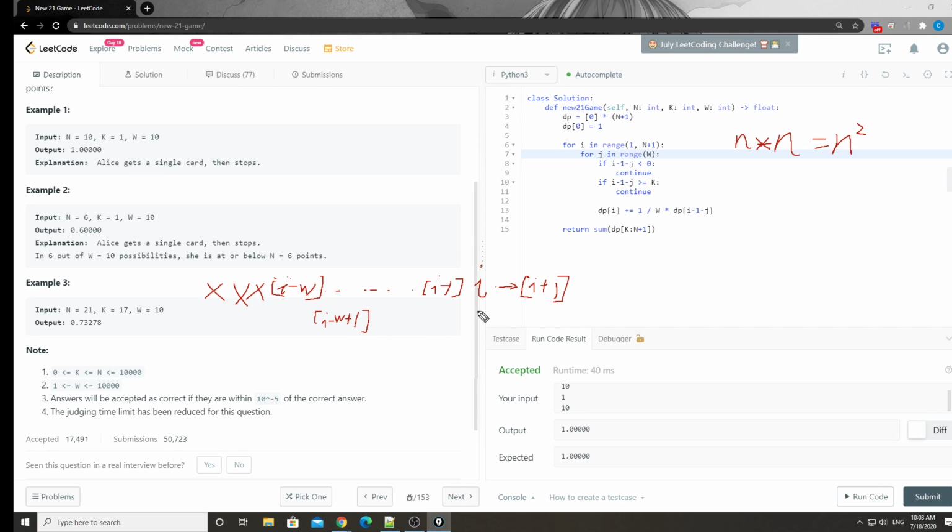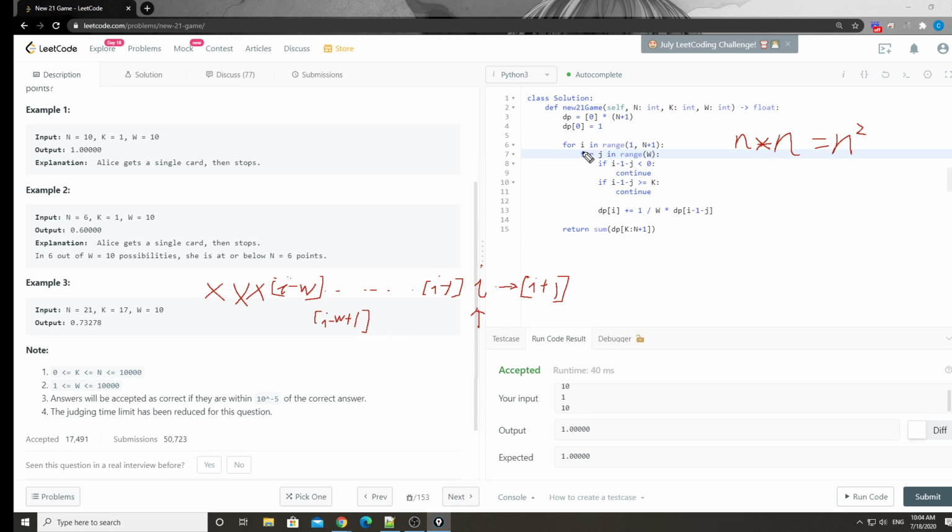Plus 1 to dpi, right? It's also a slight W size of window, right? So now it's pretty obvious that this is a sliding window problem, right? Which means every time when we reach a new i here, we don't have to always go back W times to get everything. We can just be maintaining a rolling sum, right?